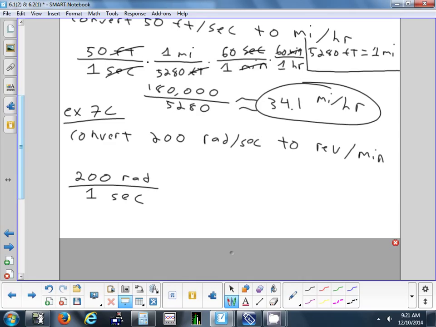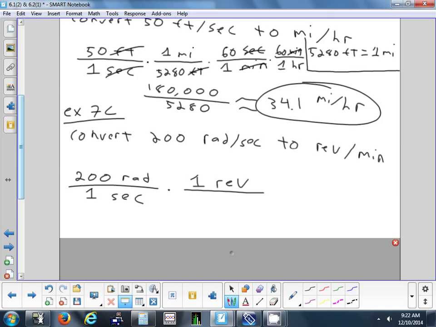Think about how many radians in a revolution, or how many radians are equal to 360 degrees? 2 pi, so 6.28. All right, so if you've got 6.28 radians, that's 1 revolution. This is doing 200 radians. So that's a lot more than 1 revolution a second. All right, in fact, that's our conversion we're going to use.